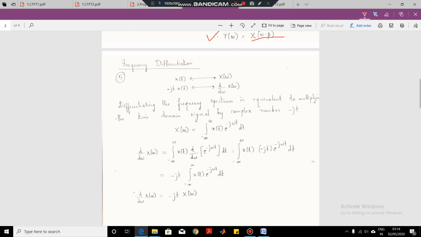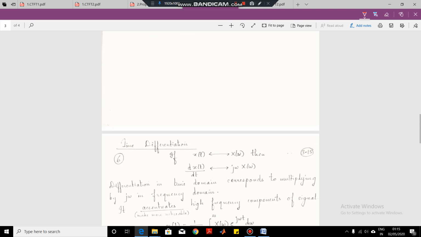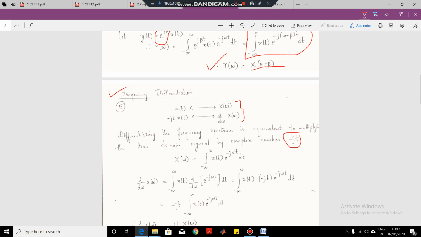Next is the frequency differentiation property. What will happen if we take the derivative of the transform? When we take the derivative of X of omega, that is, the derivative of the Fourier transform, what happens to the time domain signal? The time domain signal gets multiplied by the minus j t term. Now what is the meaning of this minus j t term? We will see later when we discuss differentiation.